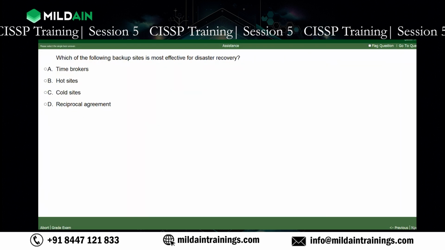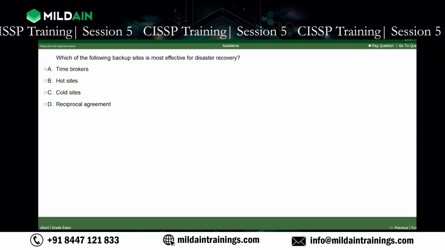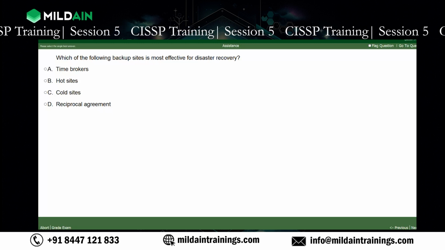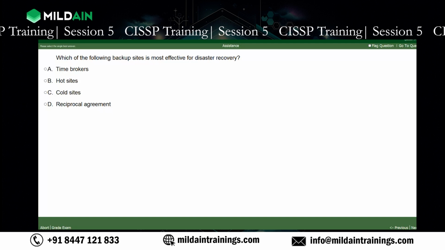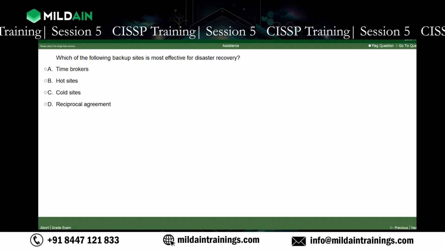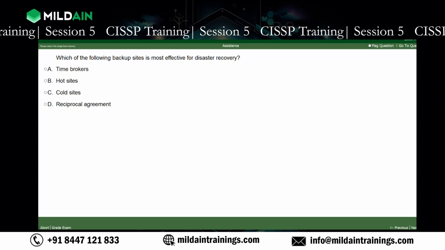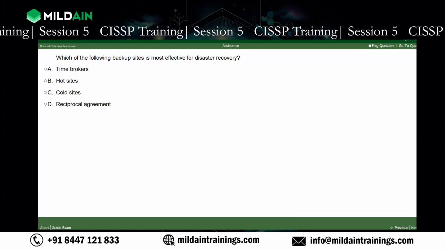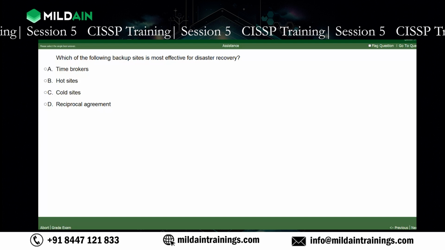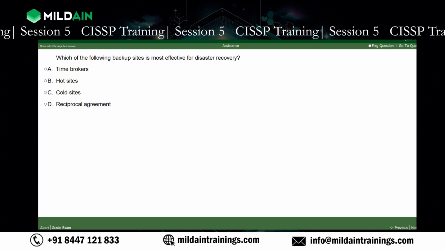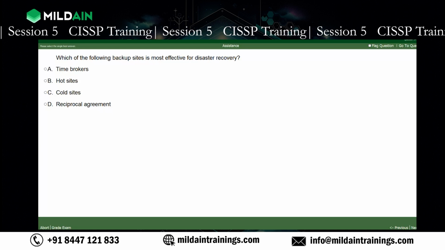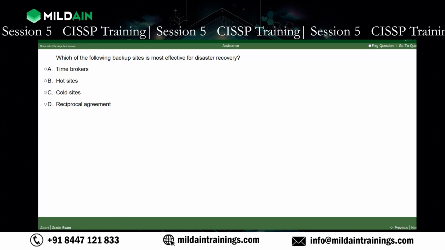Which of the following backup sites is the most effective for disaster recovery? A critical site, a server or a data center or an application server, which is running 24/7, which is essential for the organization or business practices. So option B is the right one. A hot site is the most expensive, but turnaround can be nearly complete within a couple of hours of the disaster.